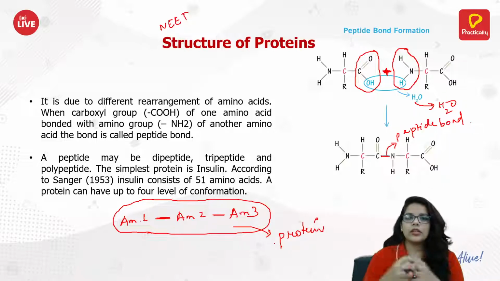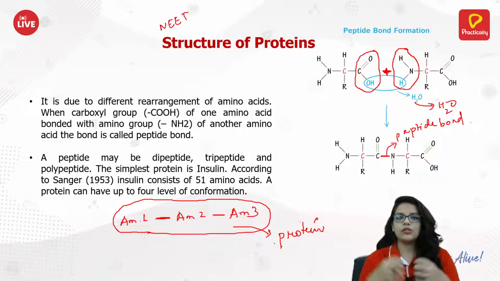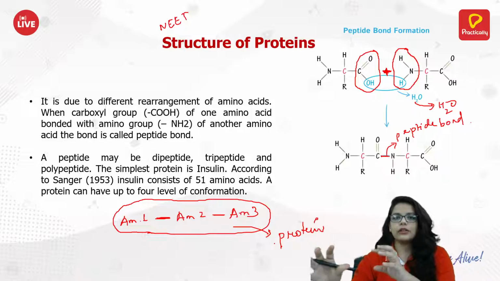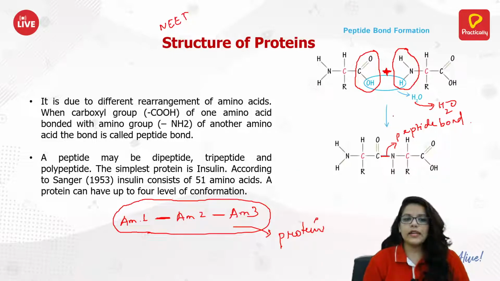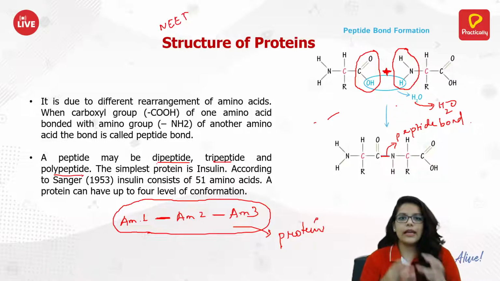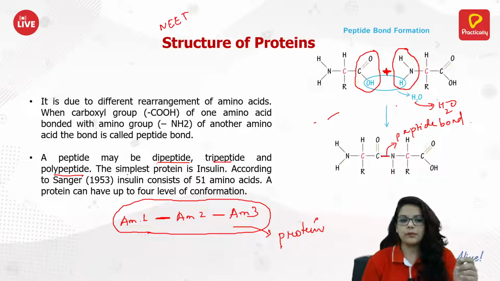Amino acids will attach with the help of peptide bonds, one after the other, and they'll form a protein. Peptide bonds may be dipeptide, tripeptide, polypeptide, any number of peptide bonds might be there. One of the simplest proteins is insulin.